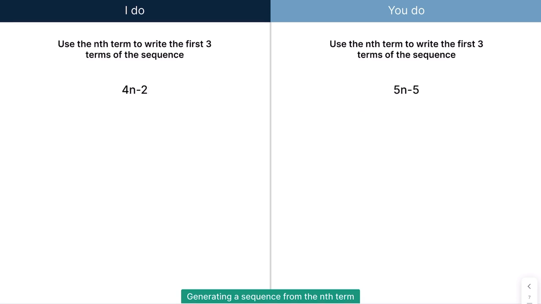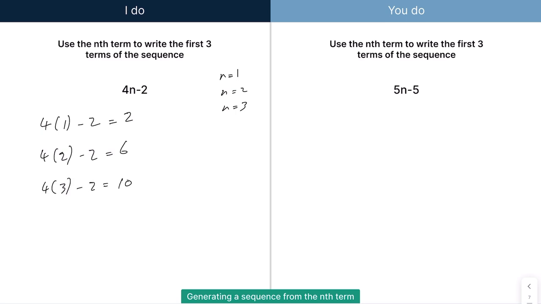So moving on. Again, the exact same rule applies here. We are looking for the first three terms. So that's n is 1, n is 2, and n is 3. We're just going to substitute n into there. So that's going to become 4 times 1 minus 2. And 4 times 1 is 4, minus 2 is 2. And then 4 times 2 minus 2, which is 8 minus 2, which is 6. And then 4 times 3, which is 12, minus 2, which is 10. So the answer is 2, 6, and 10.